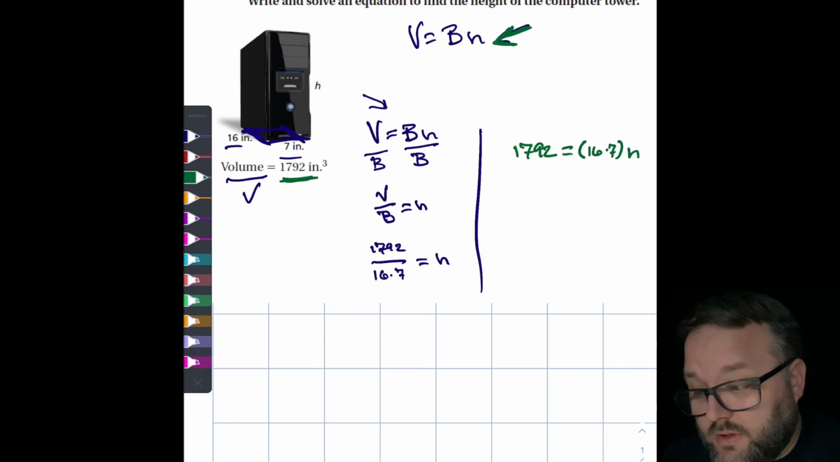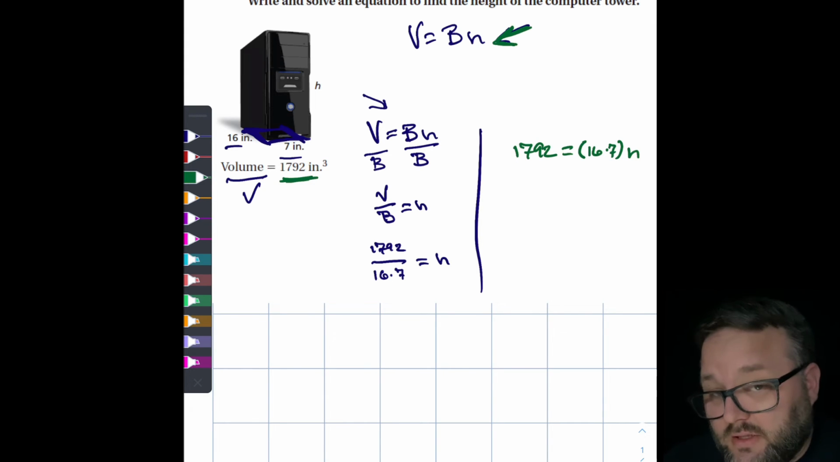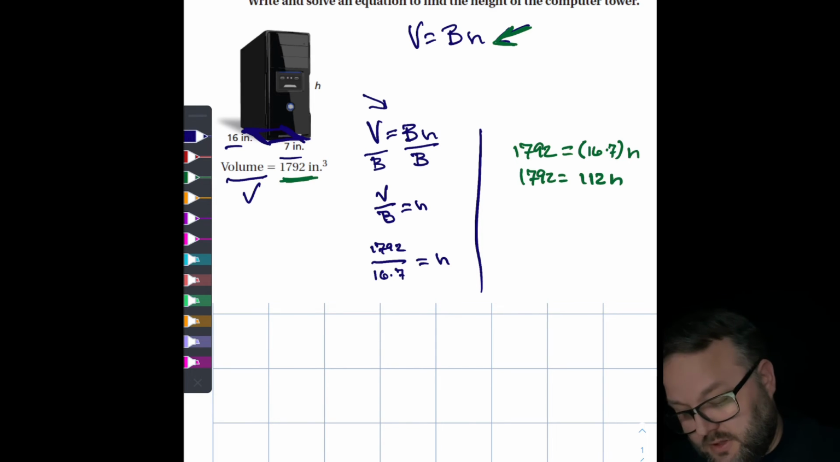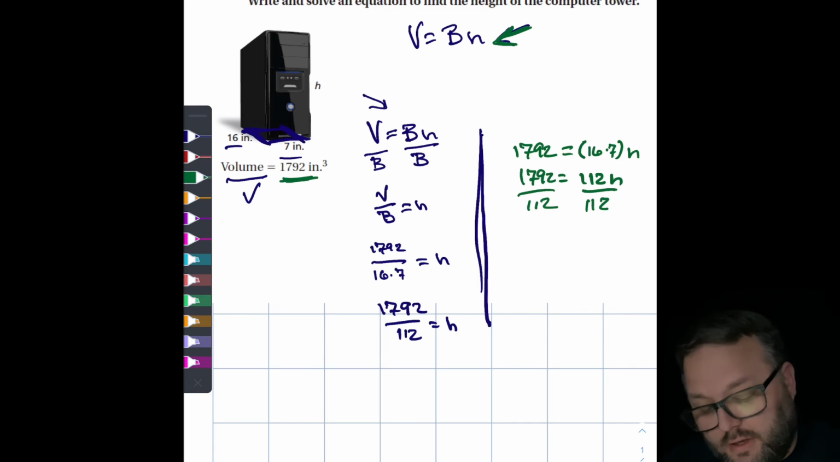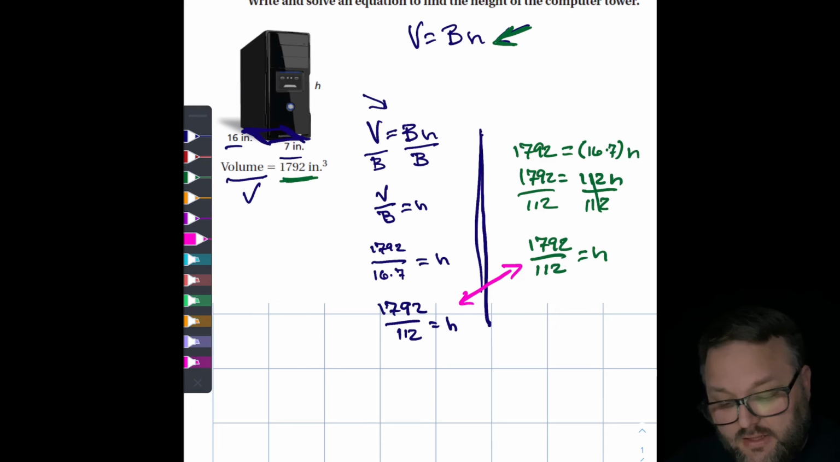So here, I'm going to get that 1,792 divided by 112, because 16 times 7 is 112. I'm going to put that over here, and I get 1,792 over 112 equals H. I'm almost there on proving that we can do this either first or second. So this is going to cancel over here, and I get 1,792 divided by 112 equals H. And if you see, there we go. These two right here are exactly the same problem.